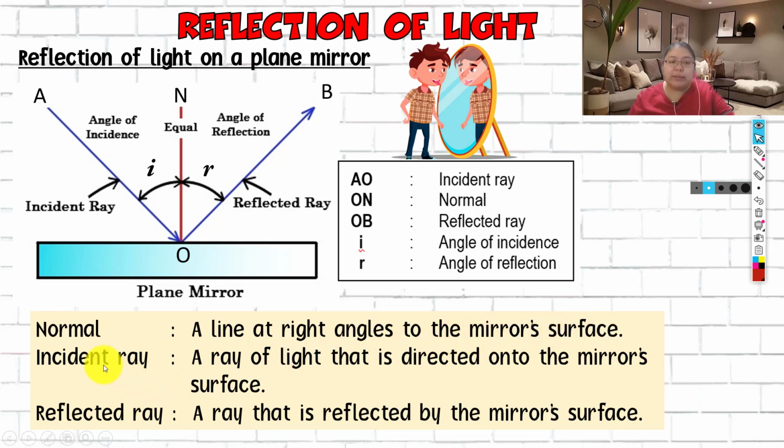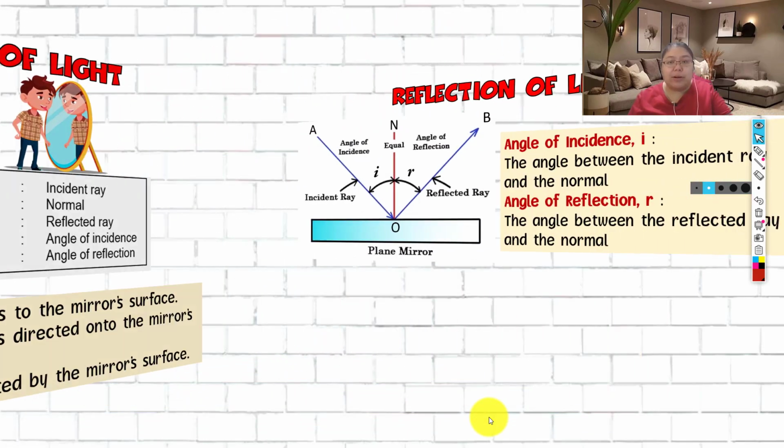Number 2, what is an incident ray? The incident ray is a ray of light that is directed to the mirror surface. The refracted ray is from the mirror surface, a ray that is refracted by the mirror surface. So this one is different, the incident and the refracted. You can see the angle.